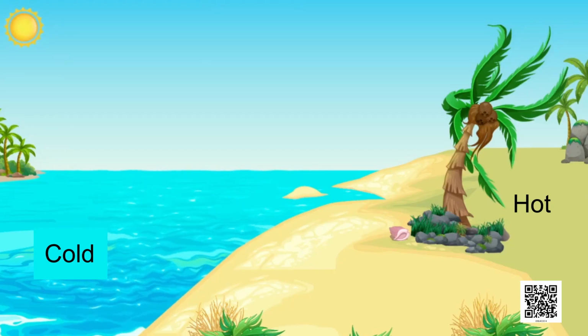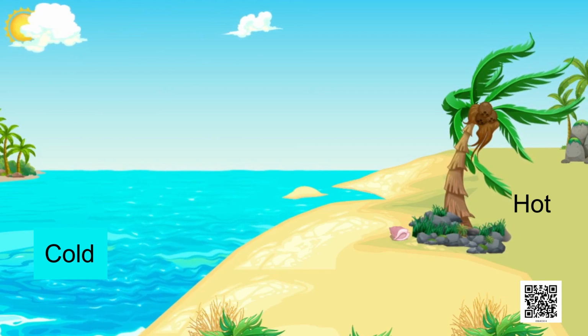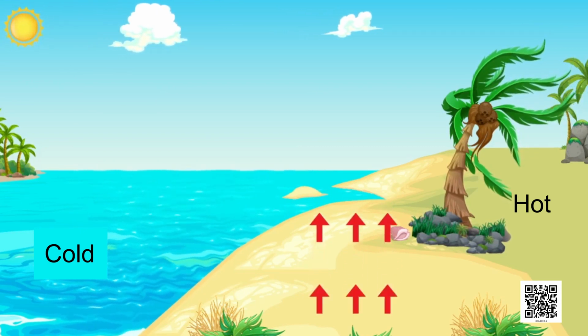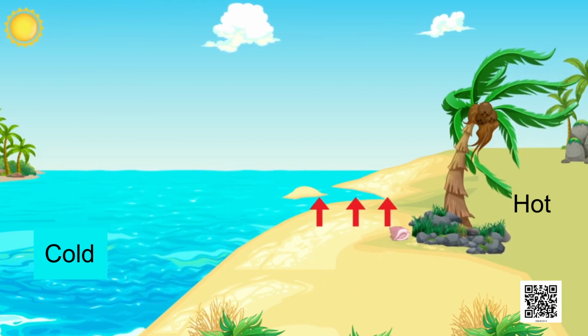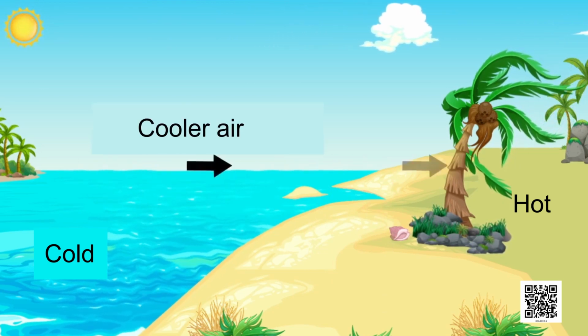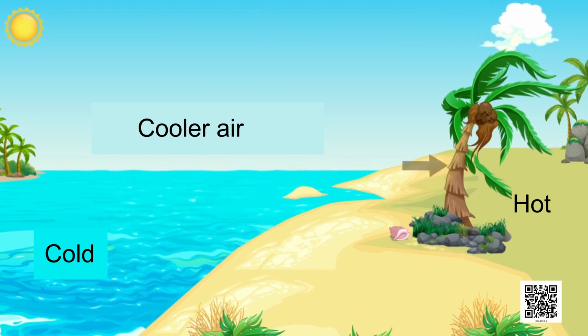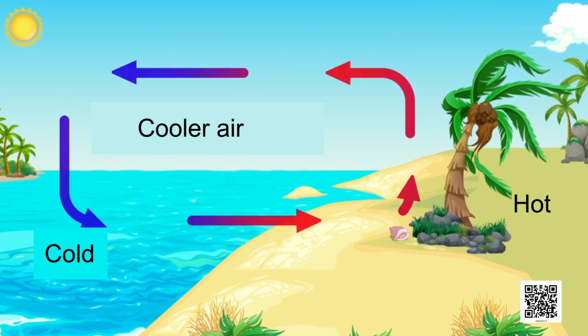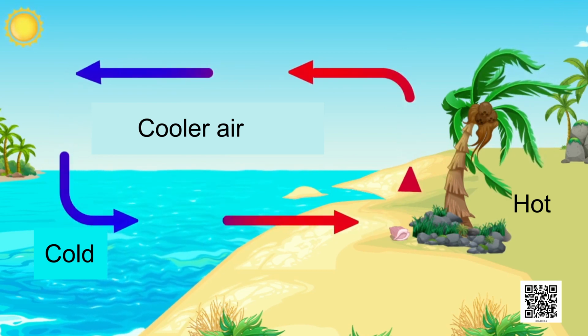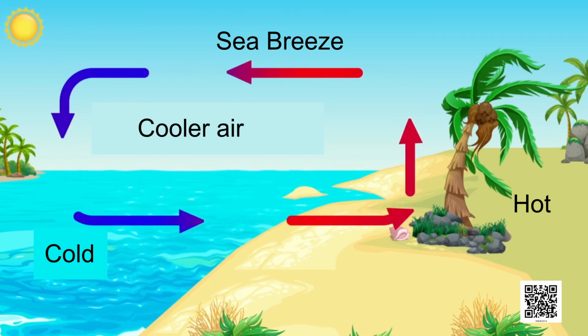Land breeze and sea breeze. During the day, the land gets heated faster than the water. The air over the land becomes hotter and rises up. The cooler air from the sea rushes in towards the land to take its place. The warm air from the land moves towards the sea to complete the cycle. The air from the sea is called the sea breeze.